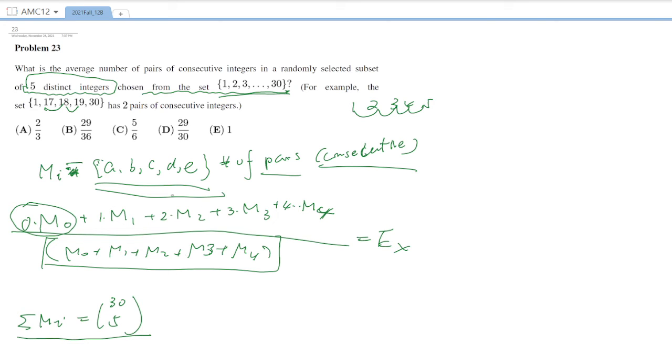That's the denominator part. Now let's count the numerator part. Let's think about counting one pair. So for one pair, I have 2 numbers here, 1 number here, 1 number here, and 1 number here.